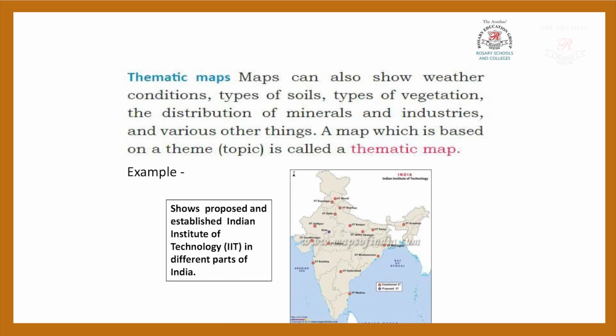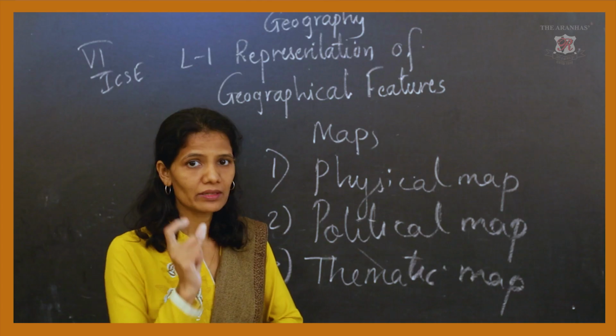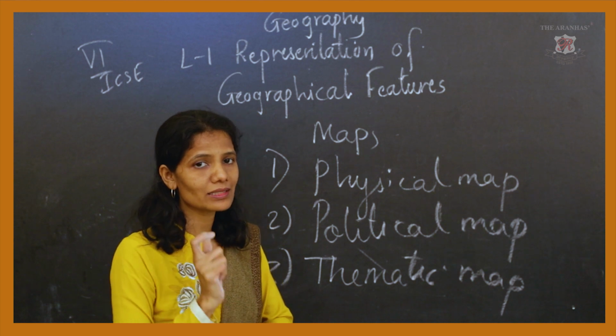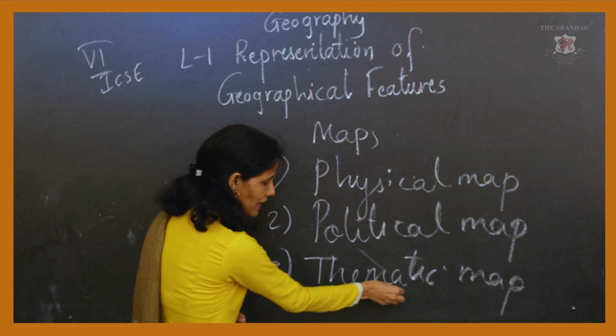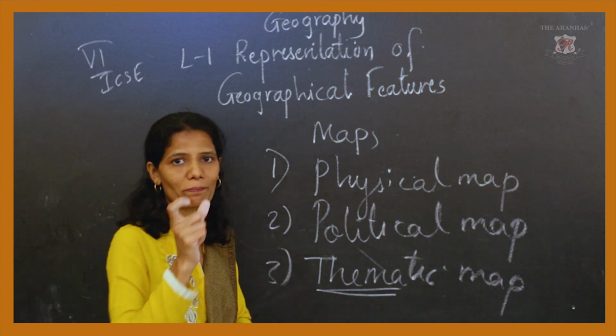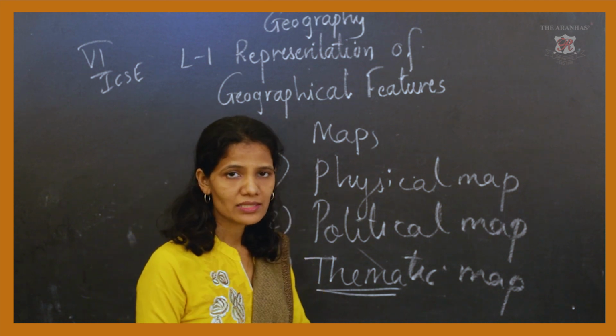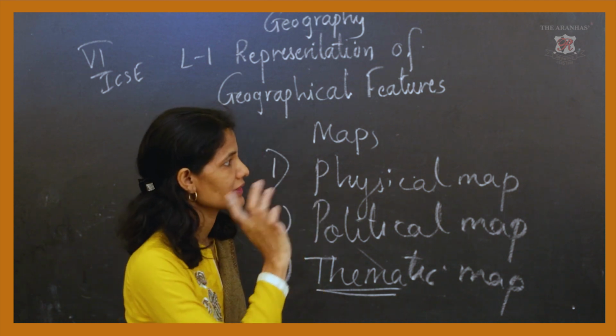Now the third one is the thematic map. Maps can also show weather conditions, types of soil, types of vegetation, the distribution of minerals and industries and various other things. A map which is based on a theme or topic is called a thematic map. The name itself, thematic, is telling us it is about a theme. It means some theme is given to it. The study about that topic is called a thematic map.